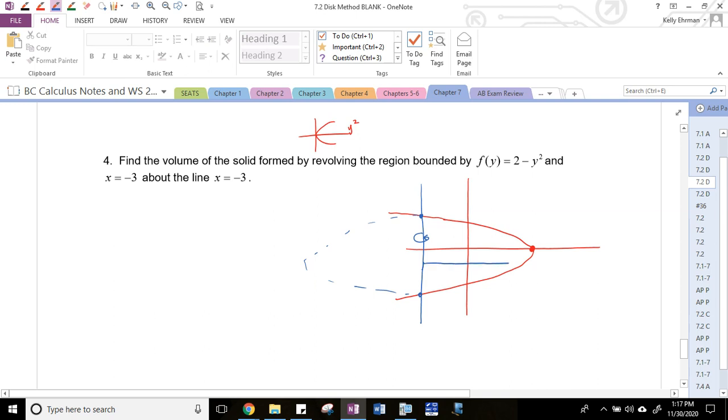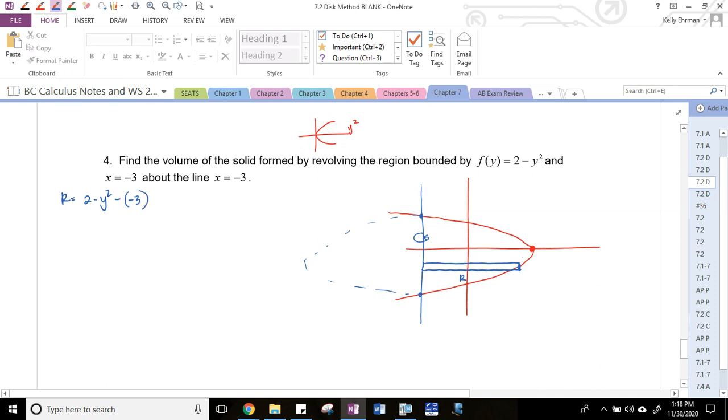So give yourself a rectangle connecting your axis of rotation to a point on the curve, and you have to think about what that r is. When you're doing r as a distance between the curve and your center here, you don't want it to come out as a negative. You are still doing the point on the curve minus this value. So the point on the curve, my r, is still 2 minus y squared, but I'm subtracting -3. So I'm really adding 3 to that.